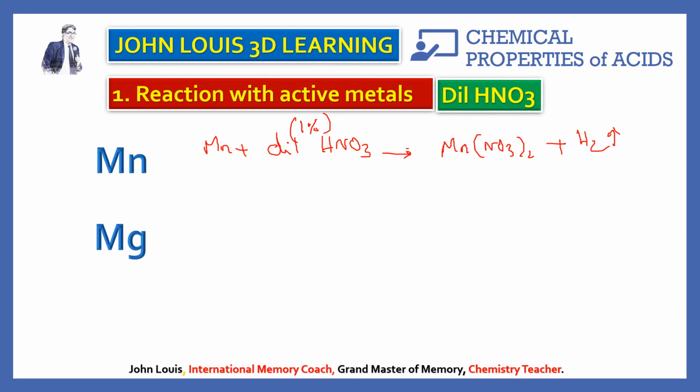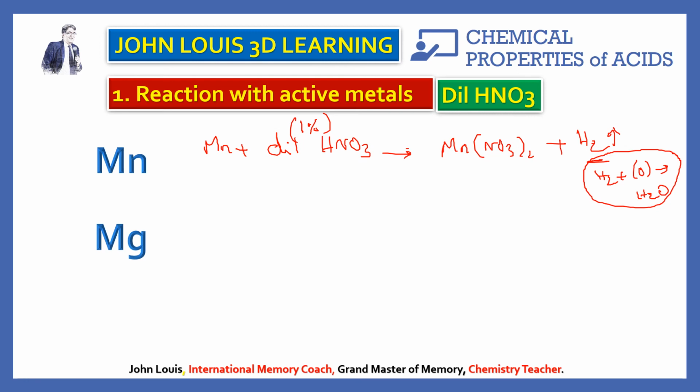Suppose the concentration of nitric acid is more than 1%, what will happen? That acts as an oxidizing agent that will oxidize the hydrogen released into water. So this hydrogen will be oxidized to water. Therefore, we won't get hydrogen like in dilute hydrochloric acid and dilute sulfuric acid. So this is a very important question. Why does dilute nitric acid react with metals very differently?